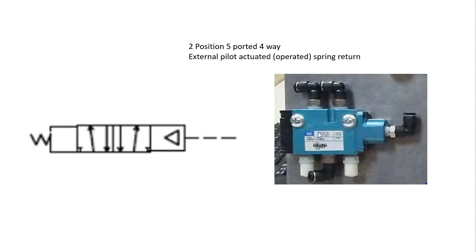Here I've listed the first valve. You can see that's a 2-position, 5-ported 4-way valve, and you'll learn all about that. It has an external pilot that would actuate it or cause it to be operated, and a spring return. And in this symbol, that's what you would associate with this type of valve. It shows this is my external pilot, and over here you can see that there's a zigzag line that's supposed to represent a spring.